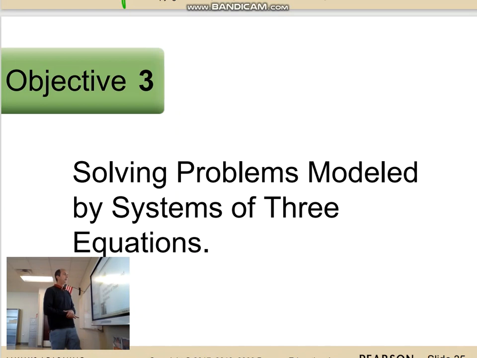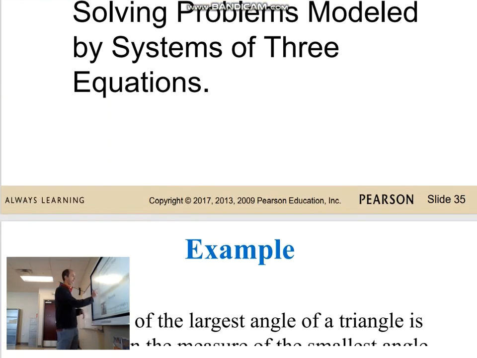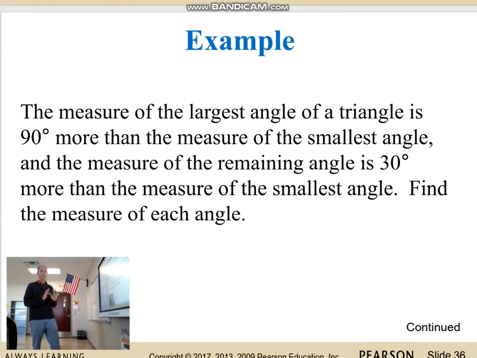Good, and then we are getting to objective number 3, which is to solve problems modeled by systems of 3 equations. And let's go straight to an example here. The measure of the largest angle of a triangle is 90 degrees more than the measure of the smallest angle, and the measure of the remaining angle is 30 degrees more than the measure of the smallest angle. Find the measure of each angle.